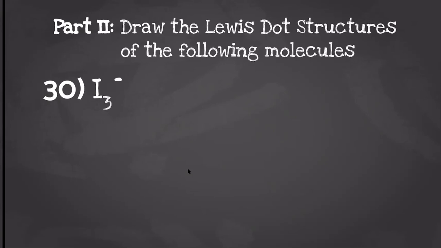For our next one, we have a triiodide anion. And this negative charge does not mean that each iodine has a negative charge. It means that our whole molecule as a whole has an extra electron. So I'm going to draw my 3 iodines. Each one is going to have 7 valence electrons.